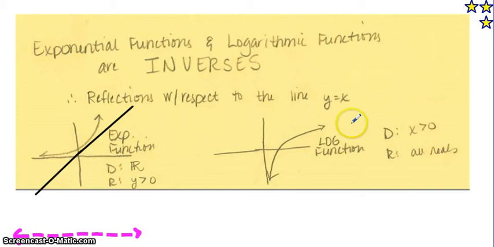The domain was all real numbers, and the range was y is greater than 0, because this is as low as I can go with my y's. Now, with the logarithmic function, my domain is x is greater than 0, and my range is all reals. My y's go down forever, they go up forever, but my domain is never going to get past 0. It's never going to touch 0. So look at the domain and the range switched places. Here's the range on the exponential and the domain on the logarithmic function.